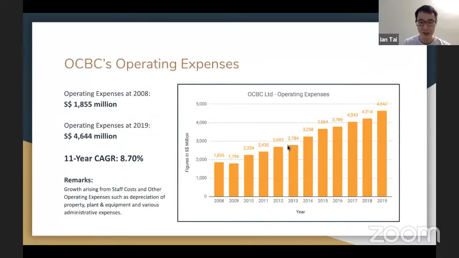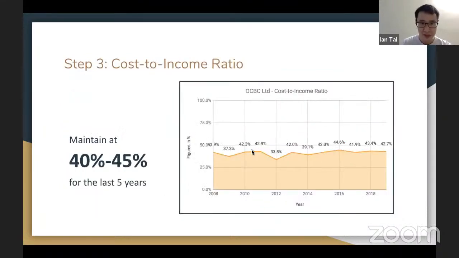So this is operating expenses. As you can see, it has increased at a rate of 8.7%. Of course, the more business the banks do, the more expenses they will incur. Typically, this is not as important as keeping the cost to income ratio. As you can see, OCBC Bank's cost control has been pretty good. It has maintained its cost to income ratio somewhere between 40 to 45%. So it doesn't go up to over 50%, and it doesn't come down to 30%-plus. So it's at 40 to 45%.